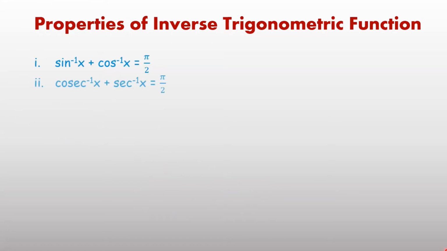Next group of properties, three identities are there. Sin inverse x plus cos inverse x equal to pi by 2. Cosec inverse x plus sec inverse x equal to pi by 2. And tan inverse x plus cot inverse x equal to pi by 2.